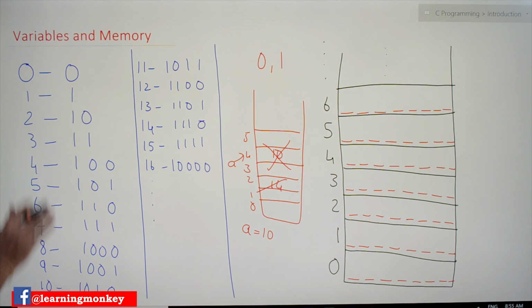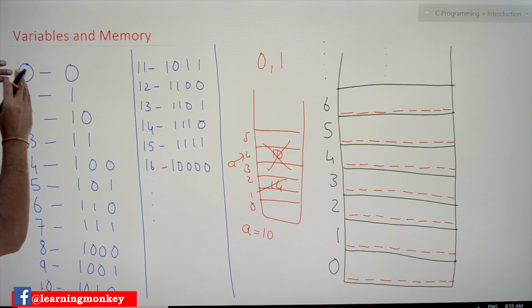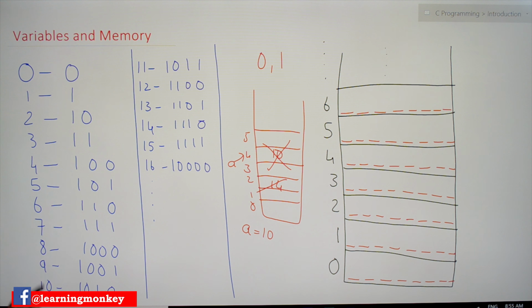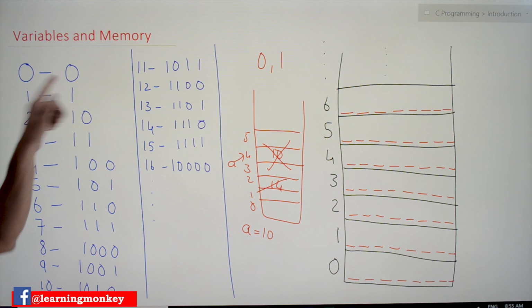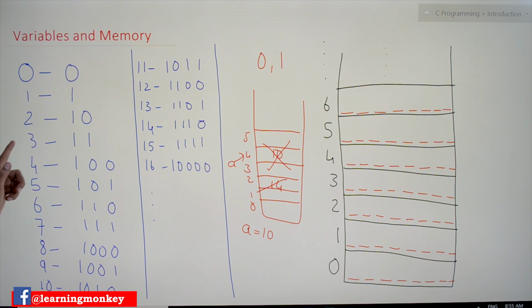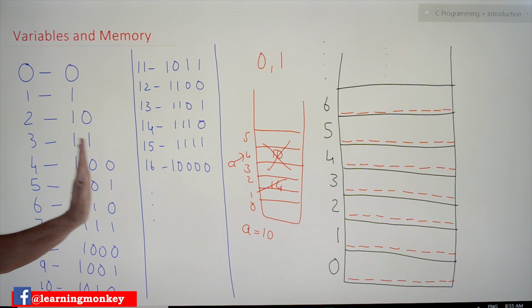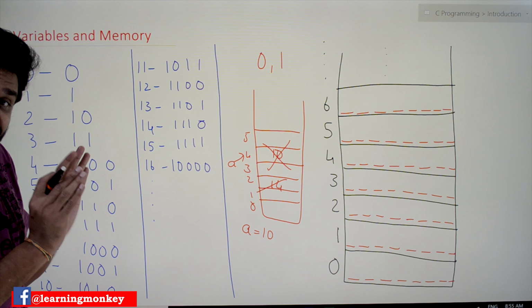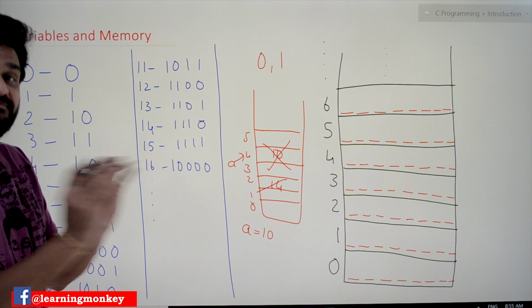Here is the binary representation of decimal numbers. The decimal number 0 is represented by 0, the decimal number 1 by 1, 2 is 1 0, 3 is 1 1. This way a decimal number can be represented in binary.